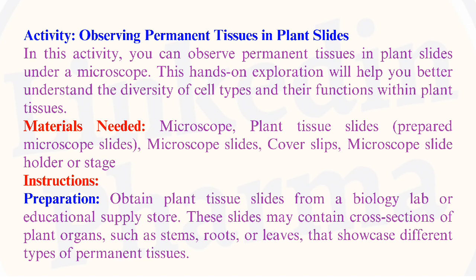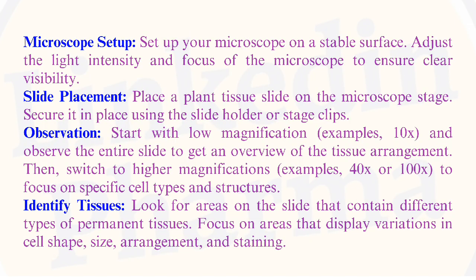Instructions. Preparation: obtain plant tissue slides from a biology lab or educational supply store. These slides may contain cross-sections of plant organs, such as stems, roots, or leaves, that showcase different types of permanent tissues. Microscope setup: set up your microscope on a stable surface. Adjust the light intensity and focus of the microscope to ensure clear visibility. Slide placement: place a plant tissue slide on the microscope stage. Secure it in place using the slide holder or stage clips.